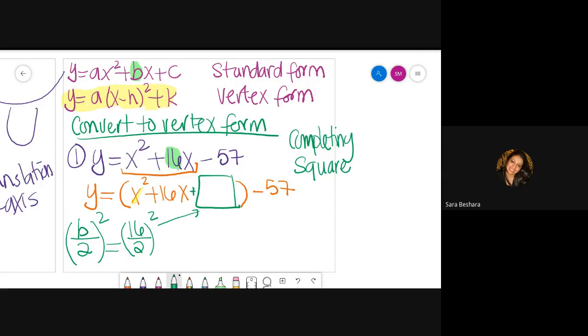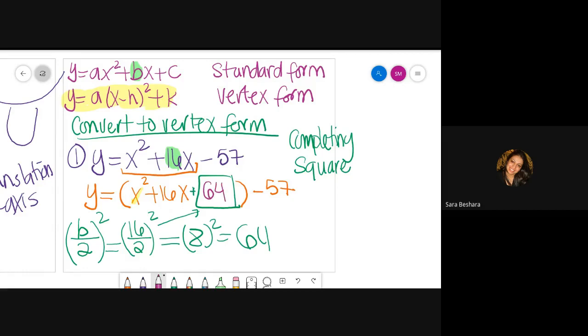Okay, you have to square it. If you don't square it, you do not complete the square. All right, 16 divided by 2 is 8. And then 8 squared is 64. So that's what goes here. And I'm saying, why is it always positive? Because you can never square a negative and get a positive. So this will be 64.